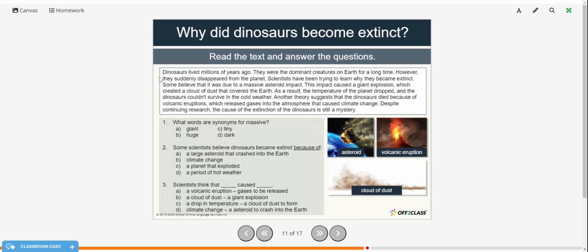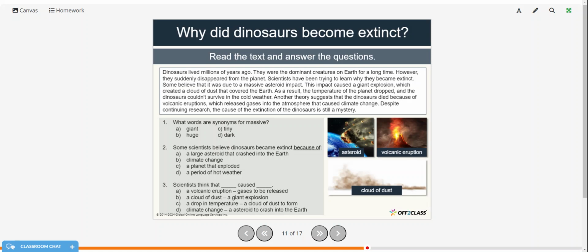Dinosaurs lived millions of years ago. They were the dominant creatures on Earth for a long time. However, they suddenly disappeared from the planet. Scientists have been trying to learn why they became extinct. Some believe that it was due to a massive asteroid impact. This impact caused a giant explosion which created a cloud of dust that covered the Earth. As a result, the temperature of the planet dropped and the dinosaurs couldn't survive in the cold weather.